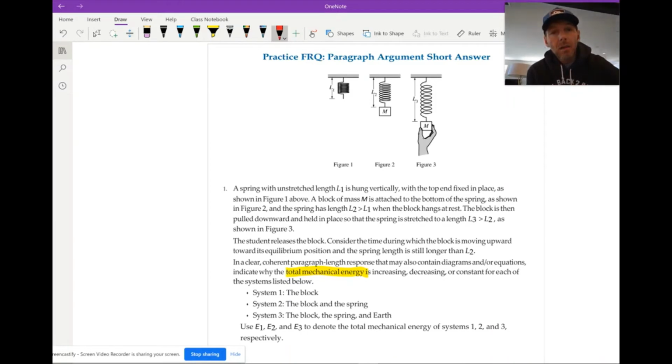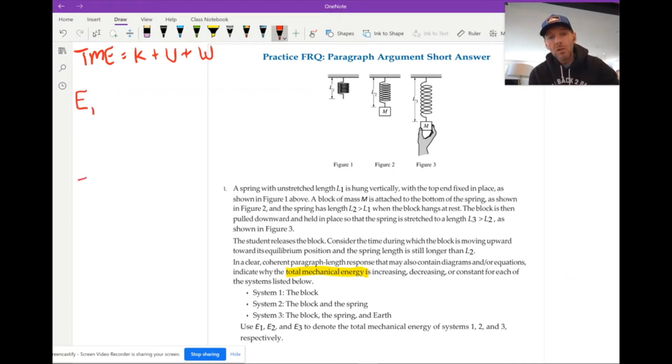So I'm going to think about this in terms of total mechanical energy, and I'm going to use kinetic energy plus potential energy plus work, which is how we have defined total mechanical energy. And so I need to think about these in terms of the systems. So system 1, system 2, and system 3. For system 1, that is only the block, right? So system 1 is the block only.